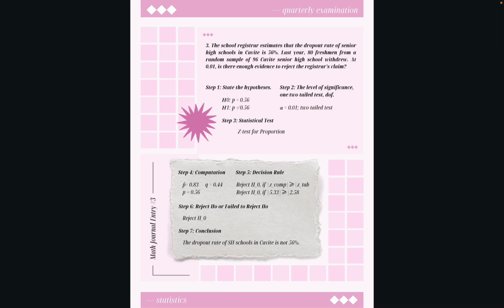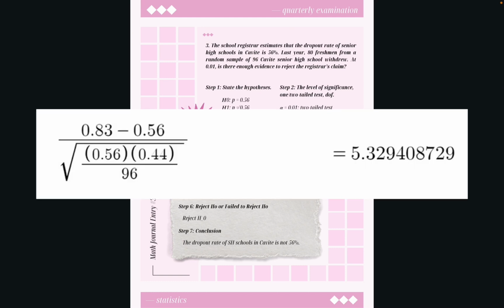So the computation for that is 0.83 minus 0.56 over the square root of 0.56 multiplied by 0.44 over 96. You would get 5.329 or 5.33.